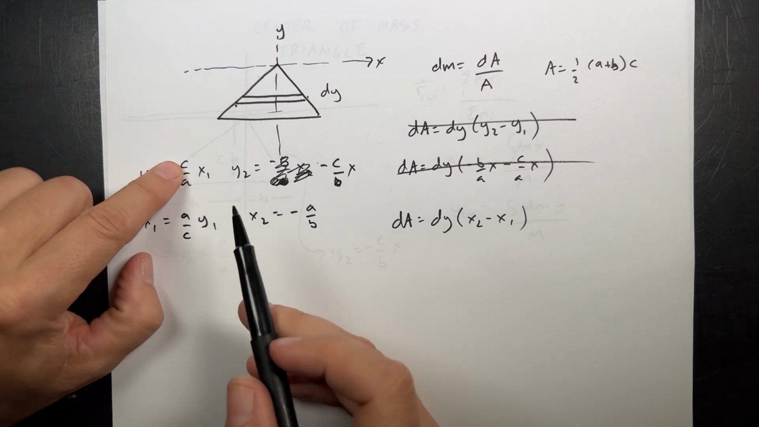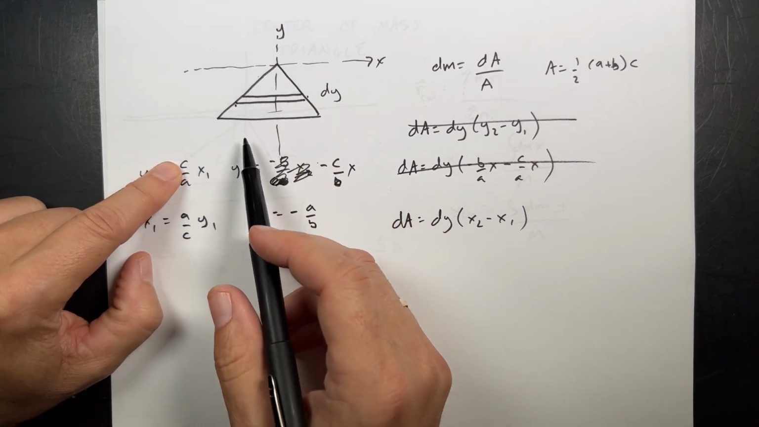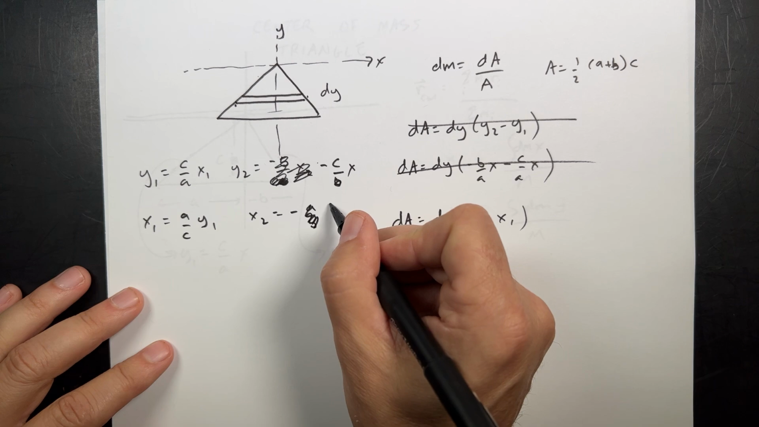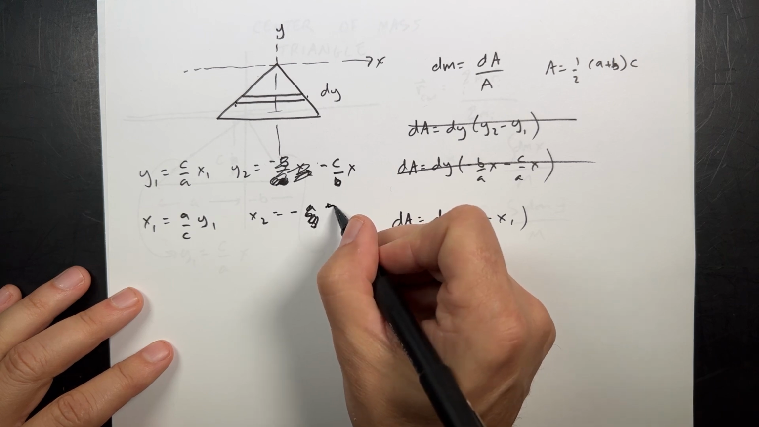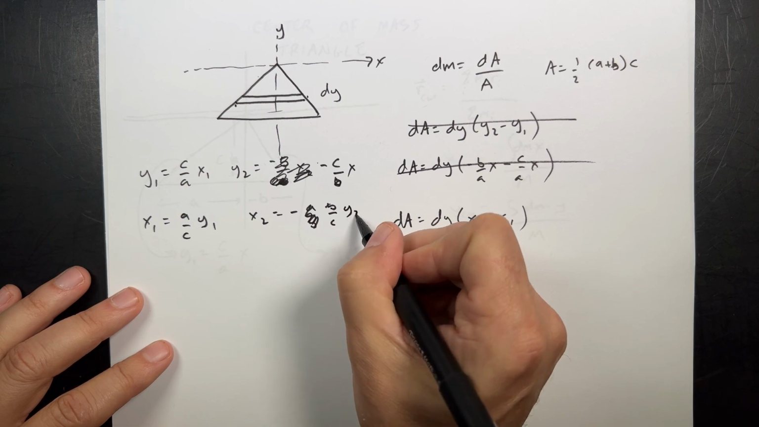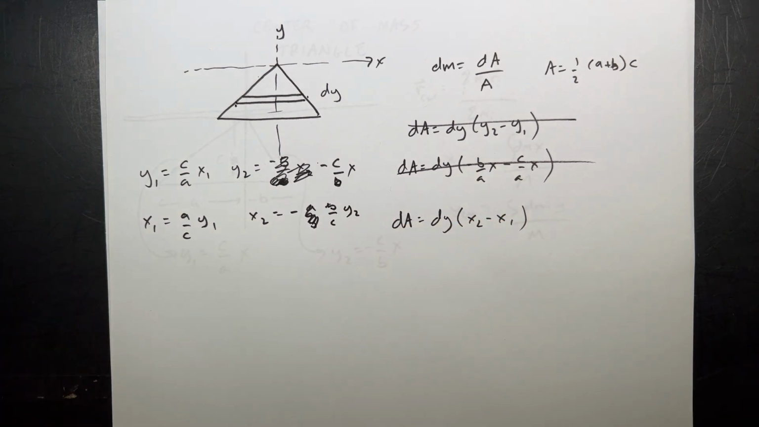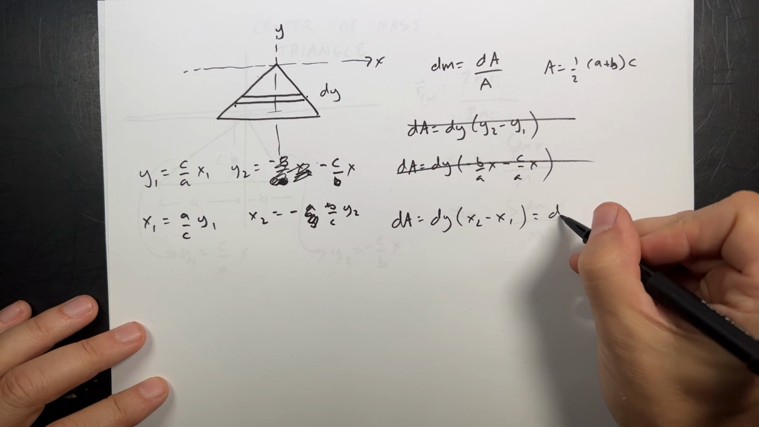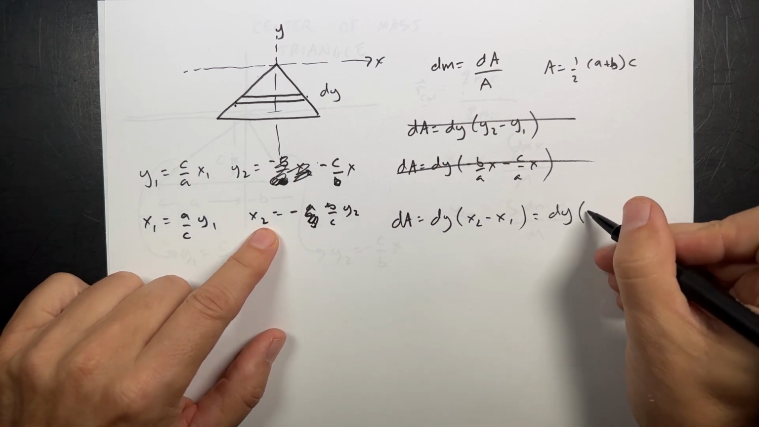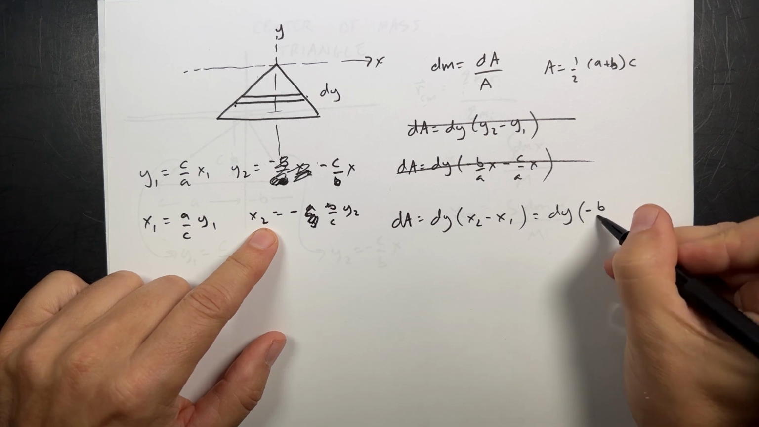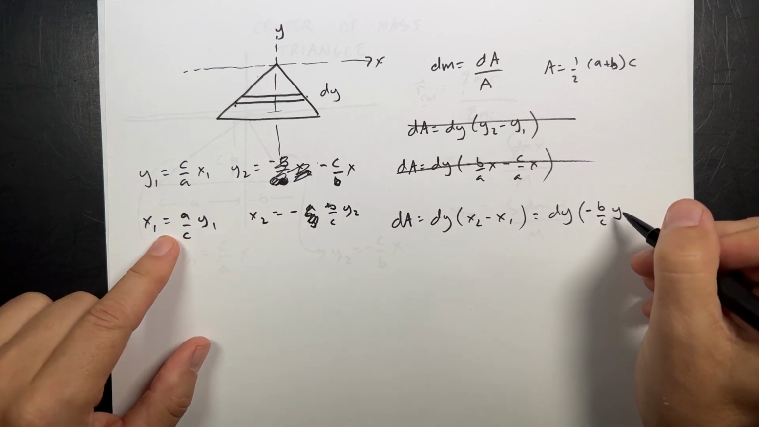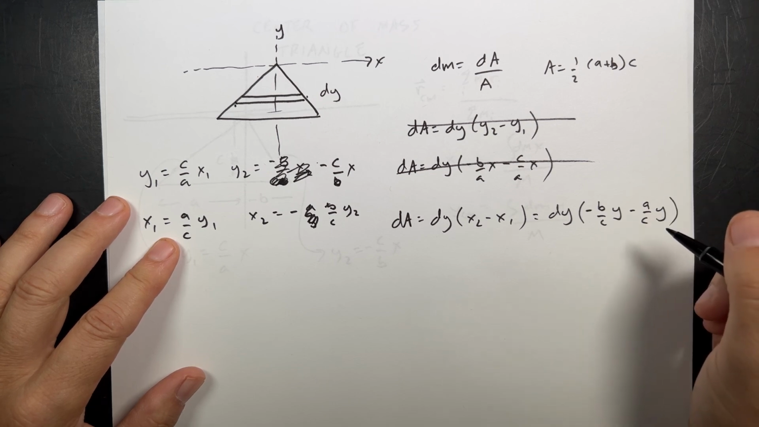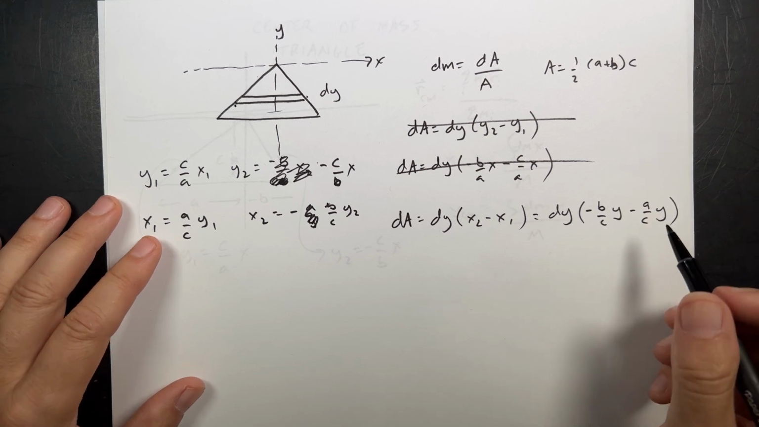Okay, so that one's right. It's the rise of c over a. That's right. And this is negative c over b. Okay, so then x2 is going to be negative b over c y2. And I can just take that in general y. So now this is going to be equal to dy times x2, negative b over c y minus a over c y. Yes, I'm happy with that.